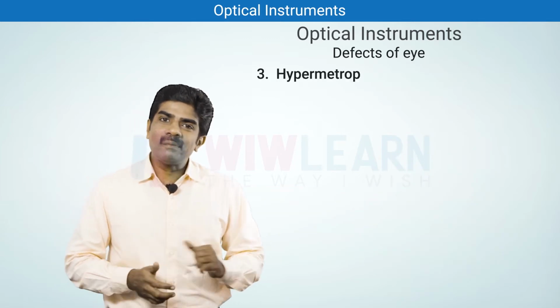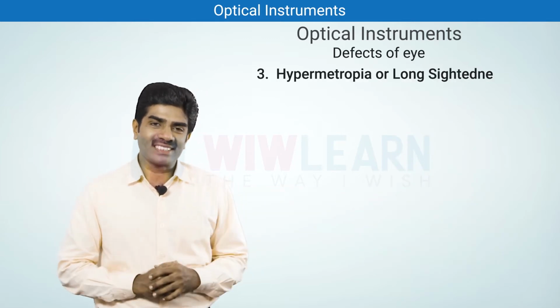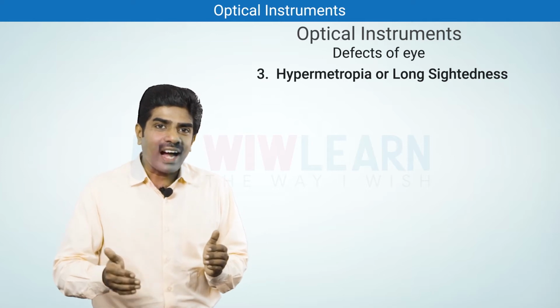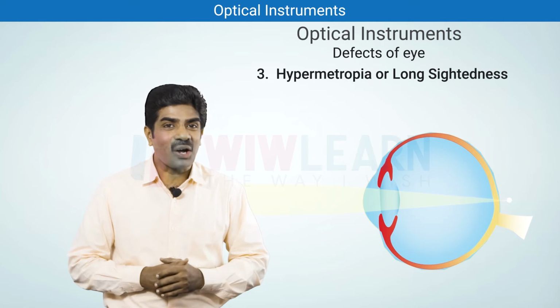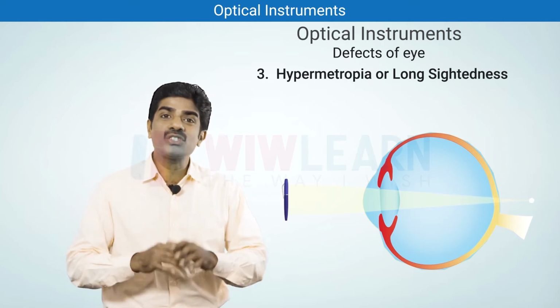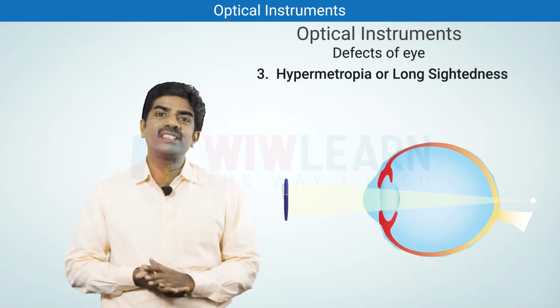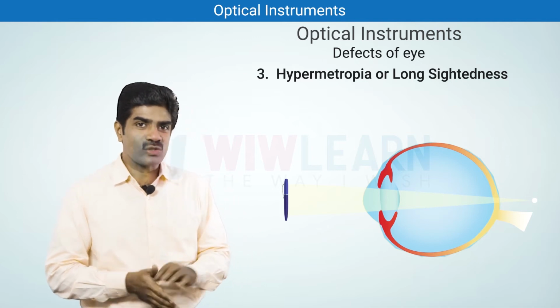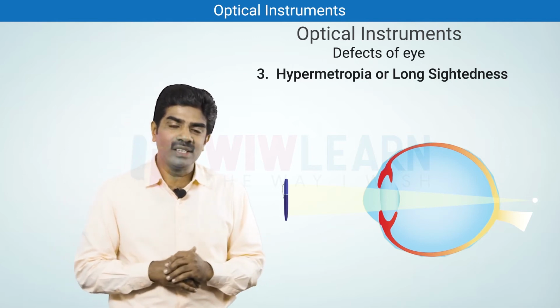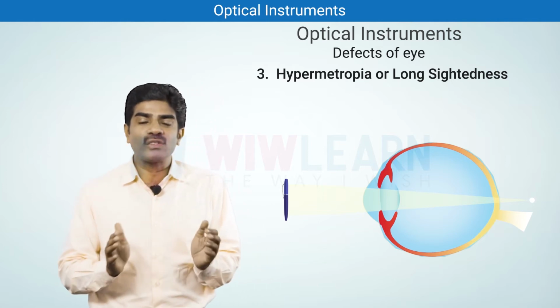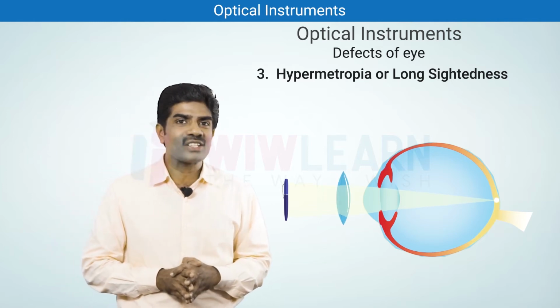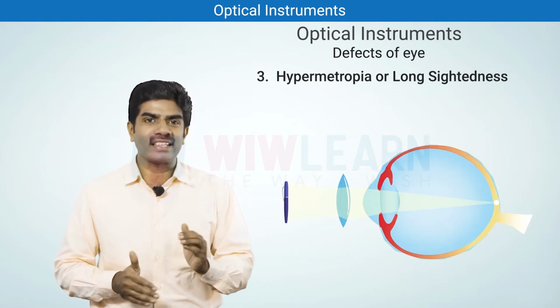3. Hypermetropia or long-sightedness. In this case, eye can see objects at large distance but cannot see objects close to it. This is due to the decrease in the diameter of the eyeball. As you can see from the ray diagram, image is formed behind the retina. This can be rectified by using a convex lens of a suitable focal length.